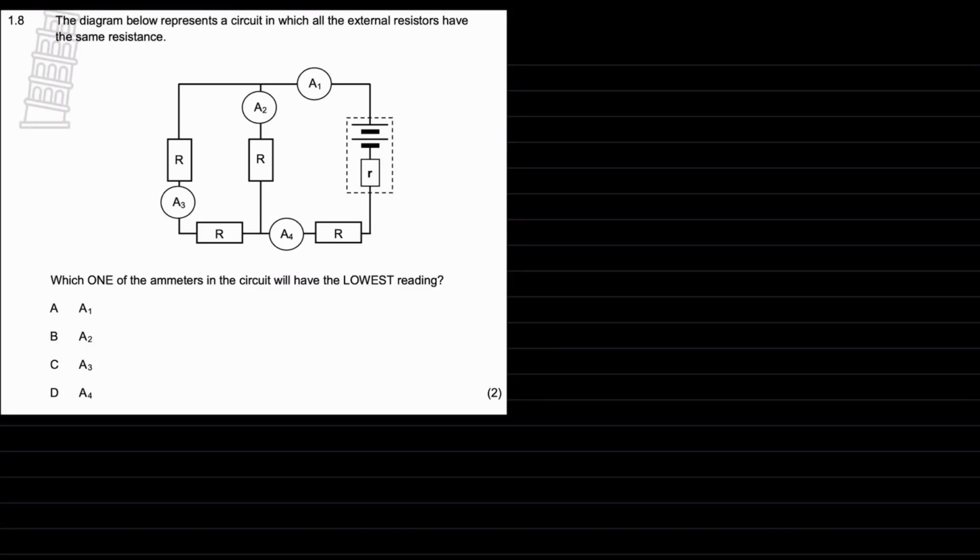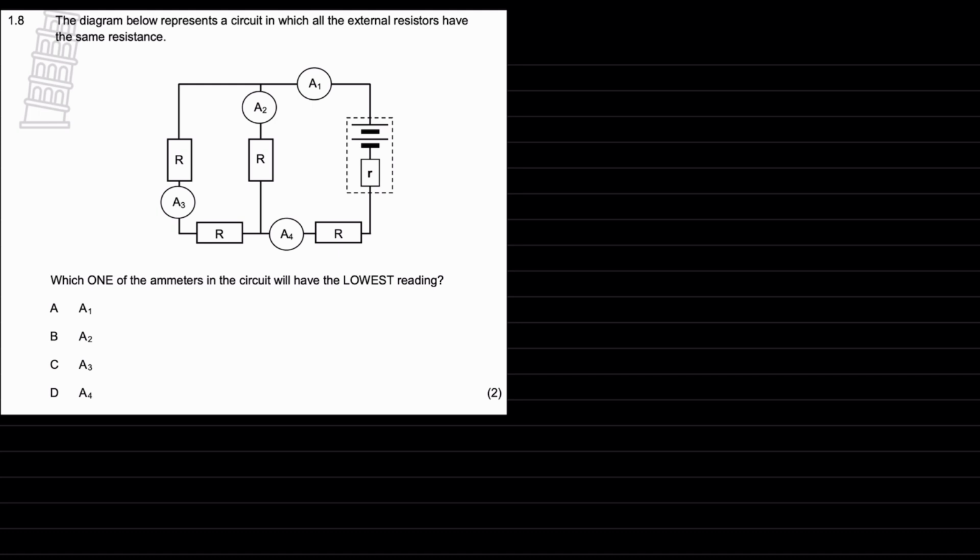Let's take a look at more electricity questions. This multiple choice question reads, the diagram below represents a circuit in which all the external resistors have the same resistance. Which one of the ammeters in the circuit will have the lowest reading?